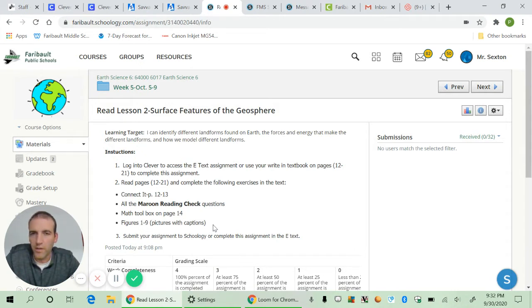Figures 1 through 9 are the pictures and captions found in this lesson. Some of them do have some drawing activities and labeling activities for you to do. And once you've completed the full reading assignment, depending on what your teacher would like you to do, you should either submit this into Schoology by taking photos of your textbook or by making sure you submit the assignment in the e-text option in your website using your iPad.